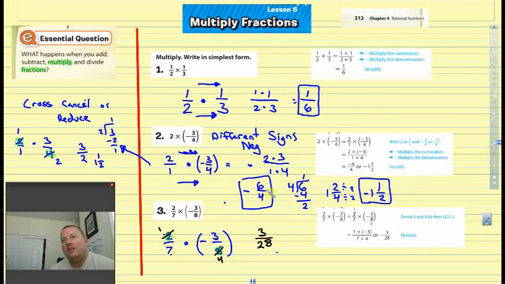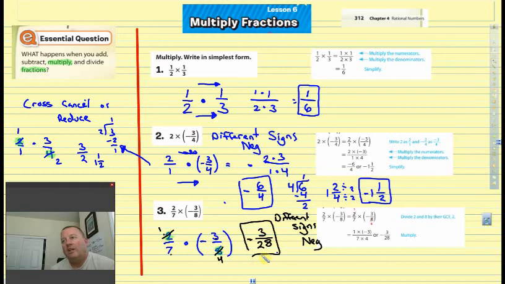And then we need to look at that. Uh-oh, we got different signs again. And what does that mean? Different signs means negative. You had a negative, you had a positive, and my answer becomes negative.